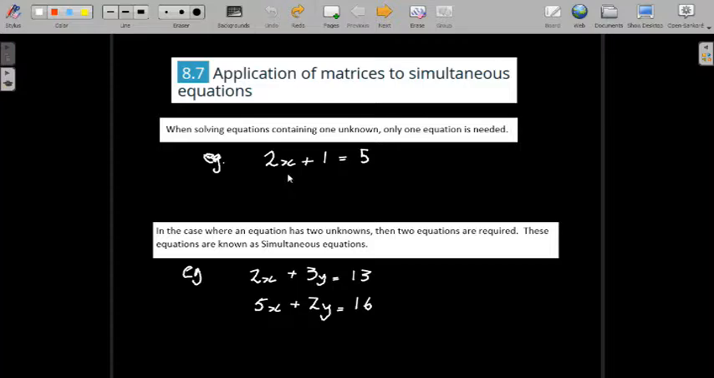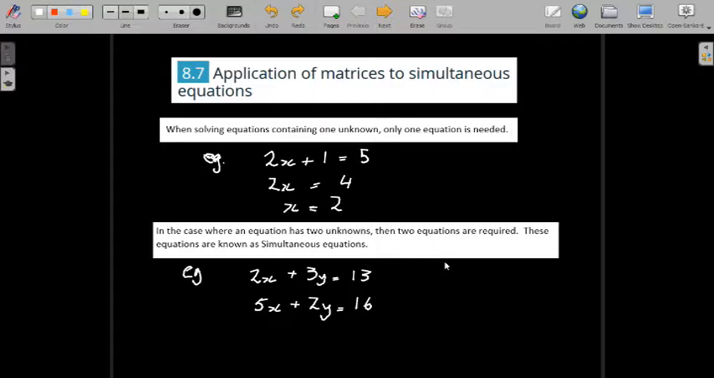So just from previous years, if we were to solve this equation, we'd have 2x equals 4 by taking away 1, and then x equals 2 by dividing by 2. So that's solving just a linear equation. It's got one unknown, only one equation is needed to find that unknown.